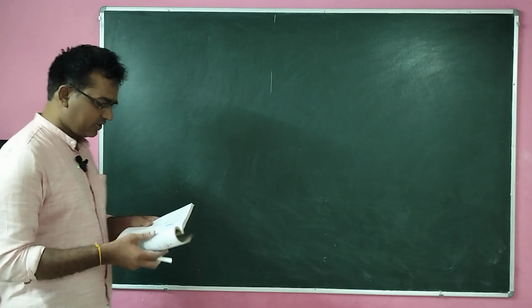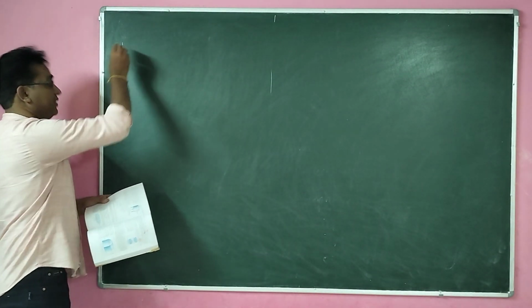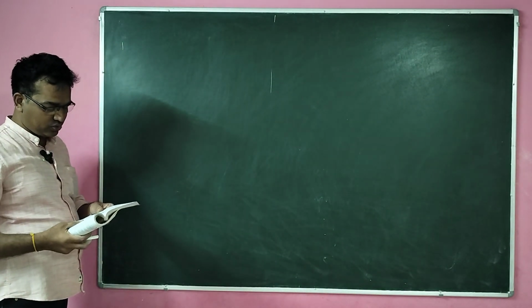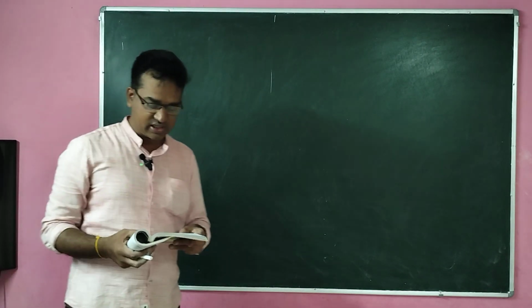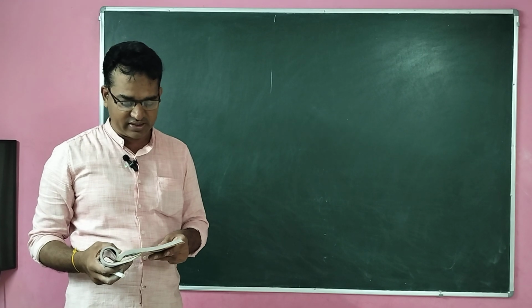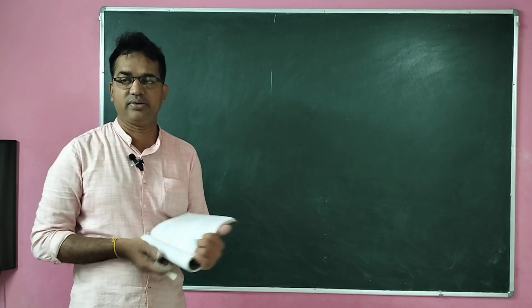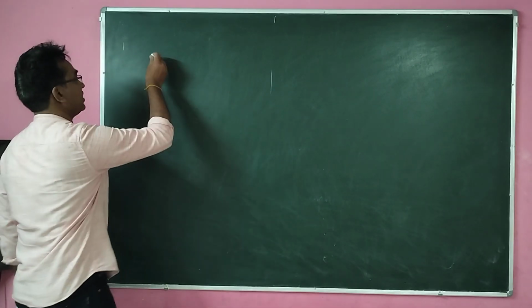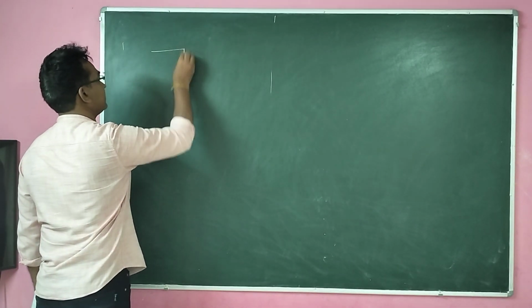Now the first question. Two cubes of each volume 64 cubic centimeters are joined end to end. Find the surface area of the resulting cuboid. 2 cubes are there. You draw the diagram.